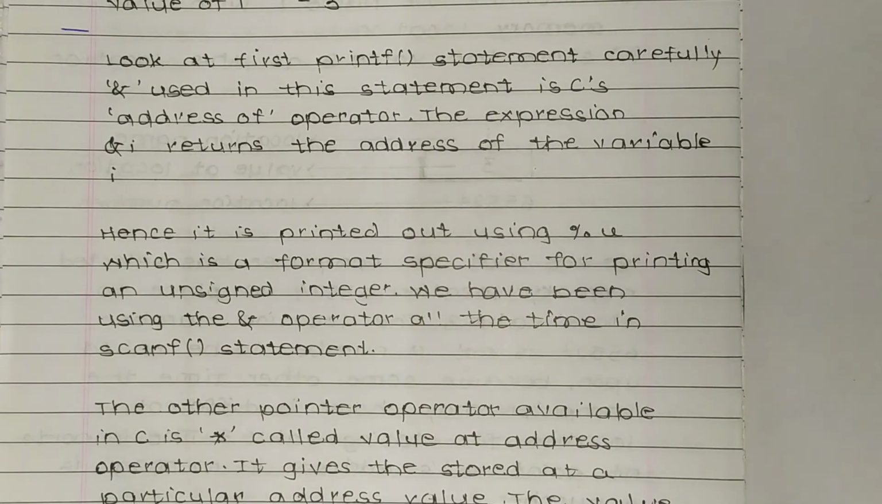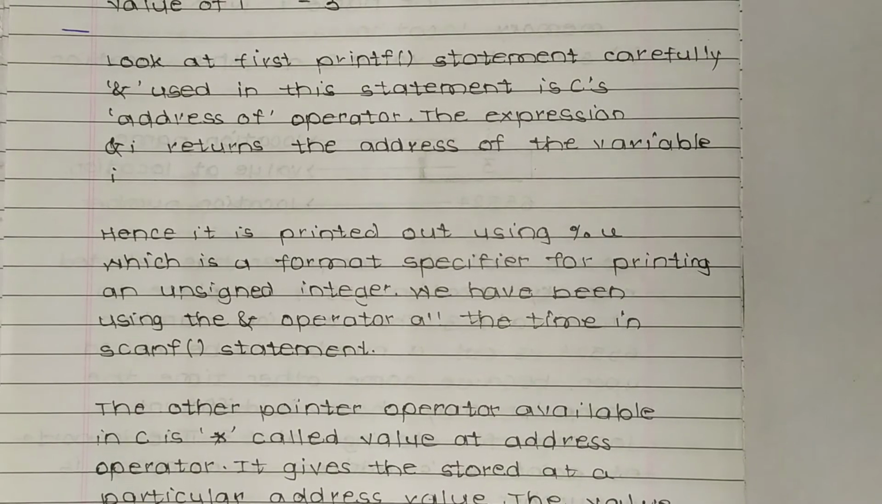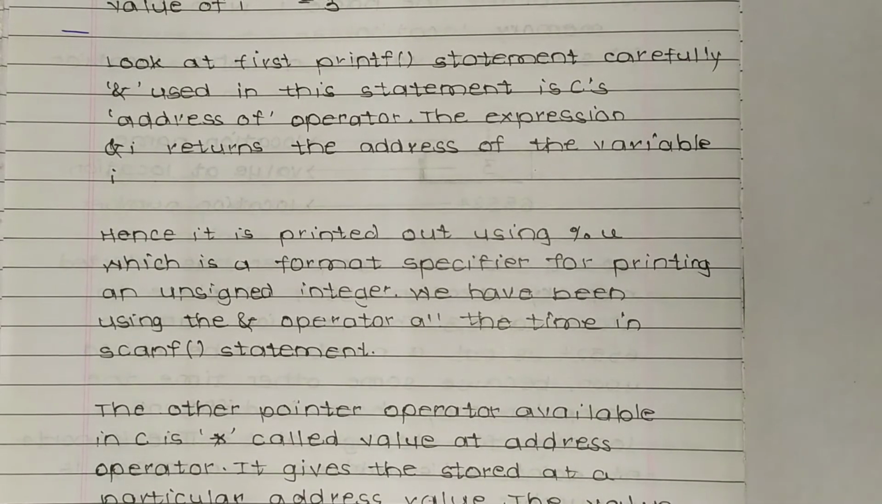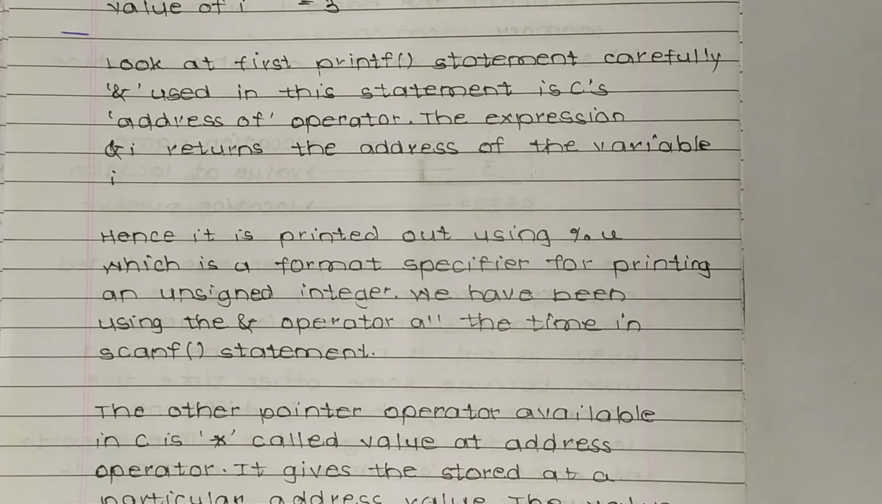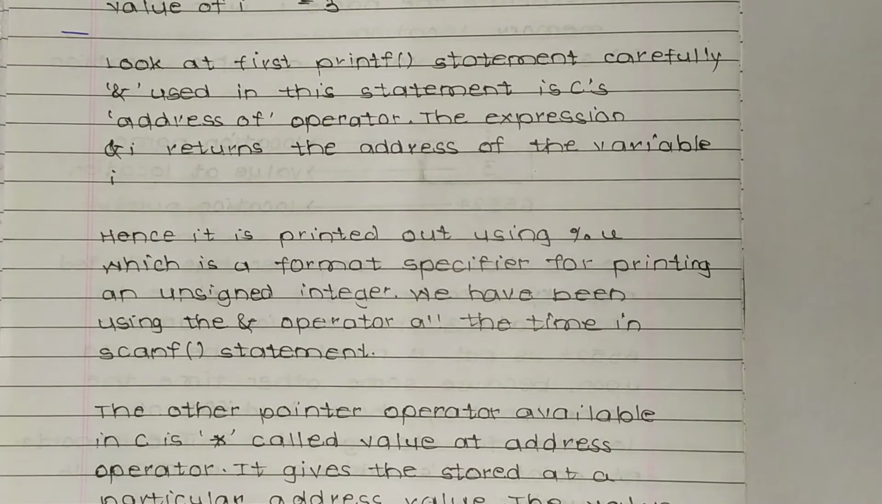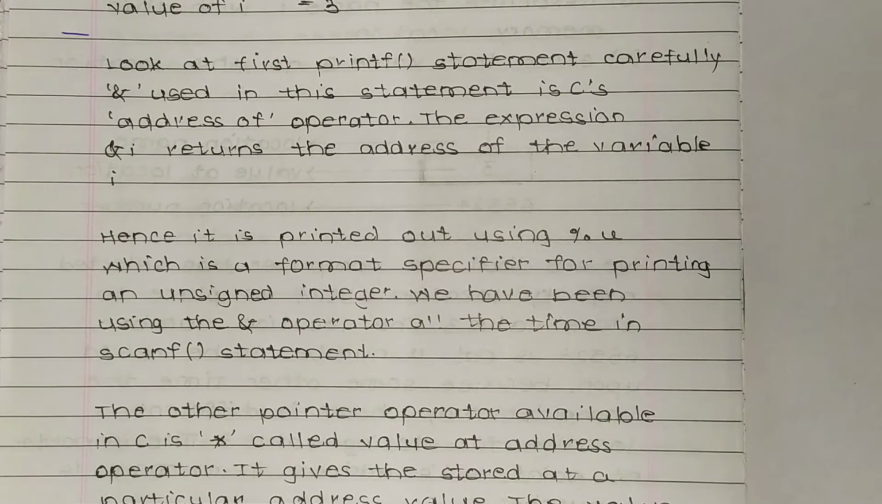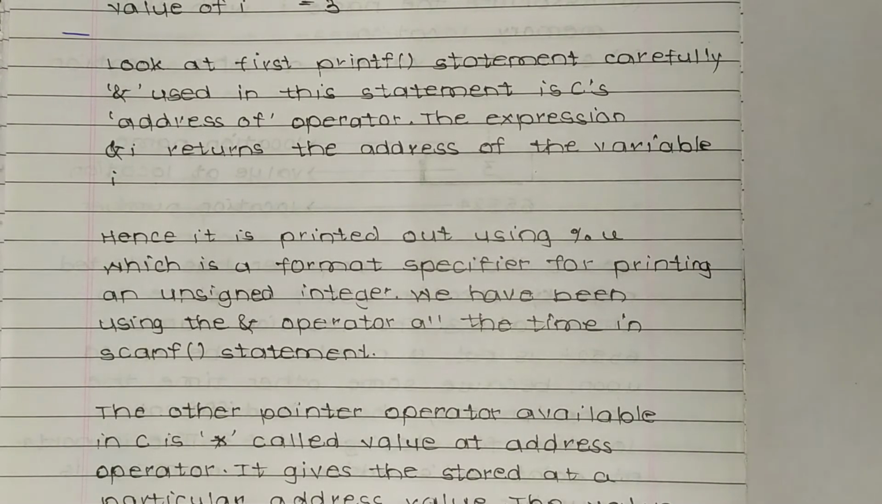Look at the first printf statement carefully. The ampersand used in this statement is C language's address of operator. The expression &i returns the address of variable i. So this expression &i is returning the address of variable i. That means it is telling us the address of i.